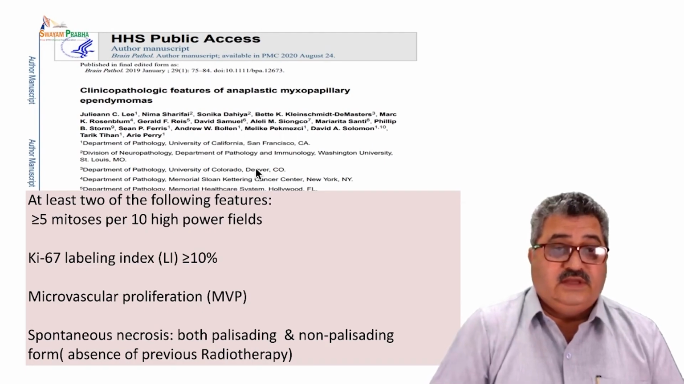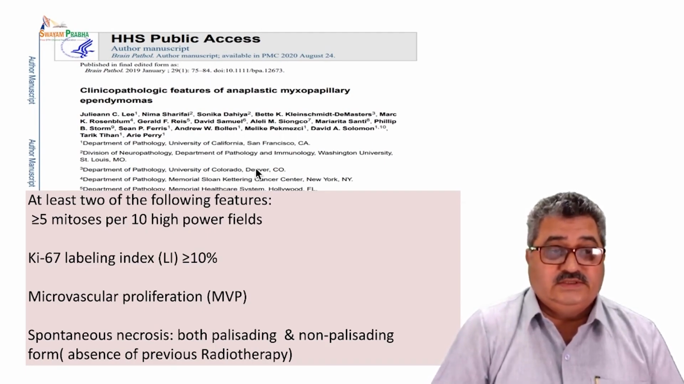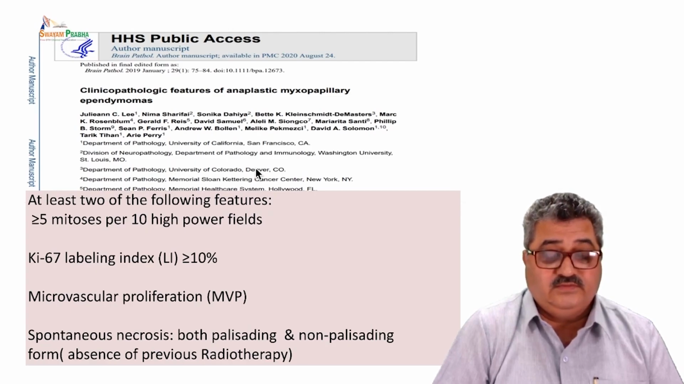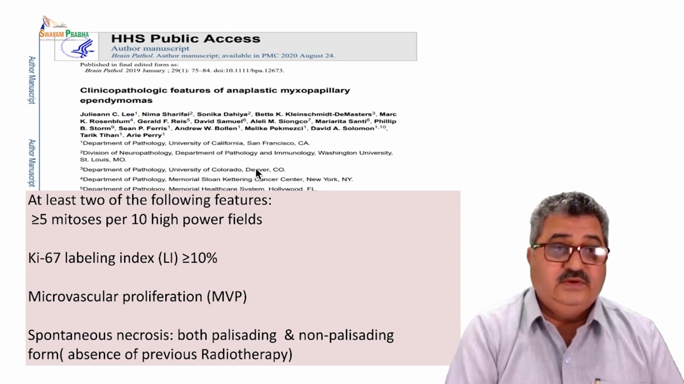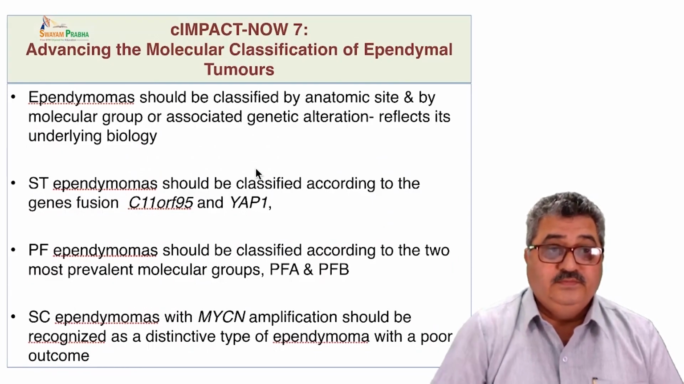Some studies, Ari Perry has suggested, that sometimes the anaplastic myxopapillary ependymoma shows two of the following features: mitosis of 5 or more per 10 high-power fields, MIB labeling index more than 10%, microvascular proliferation, and spontaneous necrosis. If any two of these features are present, this is likely to be called an anaplastic myxopapillary ependymoma.